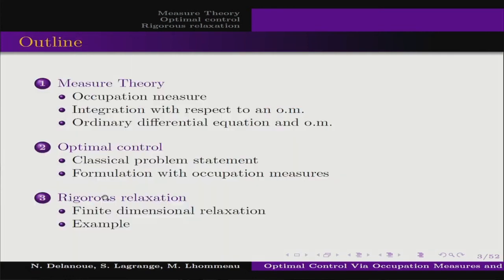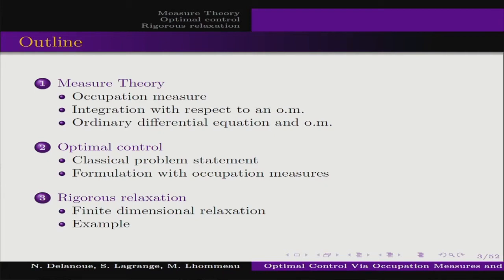So this is now the true outline. In the beginning of the talk, I'm going to give you some recalls about measure theory. Be careful, I'm not going to speak about measurements and so on. I'm going to speak about Lebesgue measure, Dirac measure, kind of distributions. So I'm going to show you how it is possible, from a trajectory, to create measures. This is what I'm going to call occupation measure. Then it is possible to integrate a function with respect to this measure.